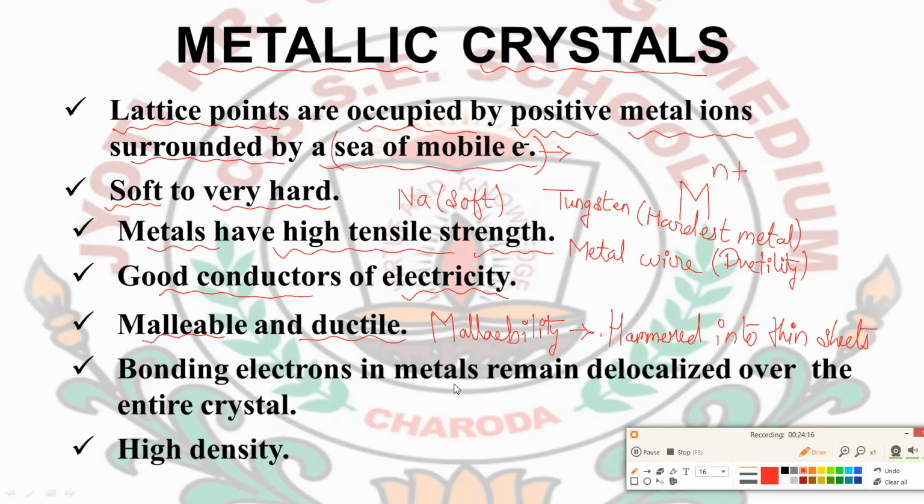Hammered into thin sheets. Okay, that is the malleability. Next, in case of metallic crystals, bonding electrons in the metal remain delocalized over the entire crystal. It means that the electrons which are bonded here will be moving from one end of the metal solid to the other end of the metal solid. It means they are delocalized here.